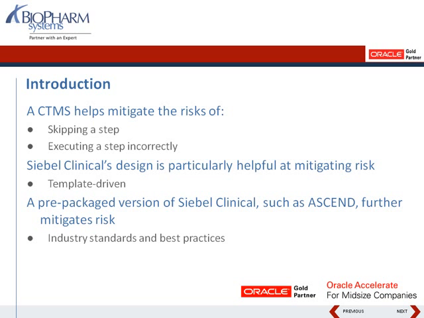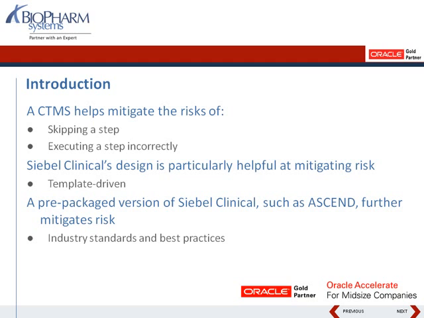So as Adrian discussed, there are two primary risks associated with each step in the clinical trial process. One is the risk that the step in the process might be skipped entirely, and two, the risk that the step might be executed incorrectly or incompletely.